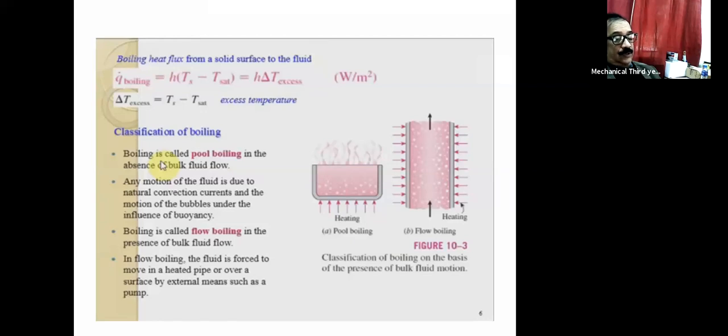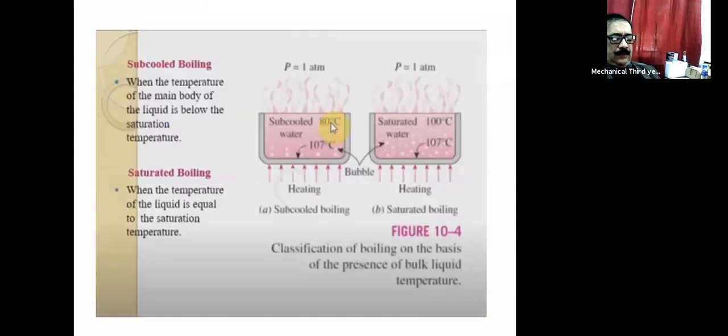But more often, for our household work and all these things, you will see this pool boiling process. Another two types of boiling are also considered apart from flow and pool. They are called sub-cooled boiling and saturated boiling.